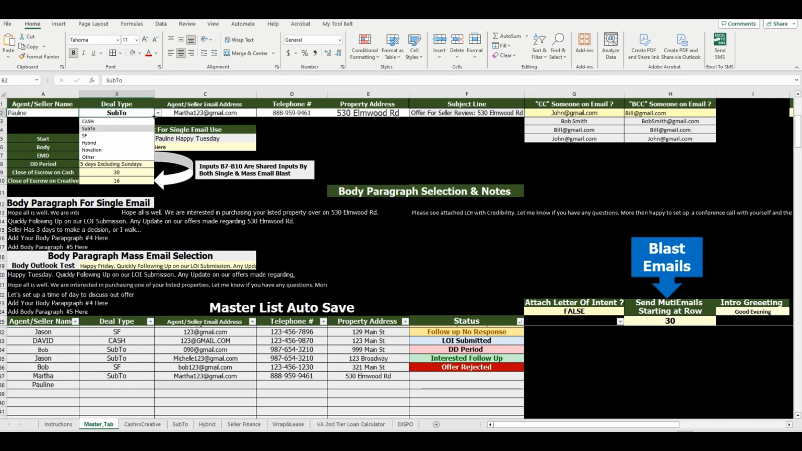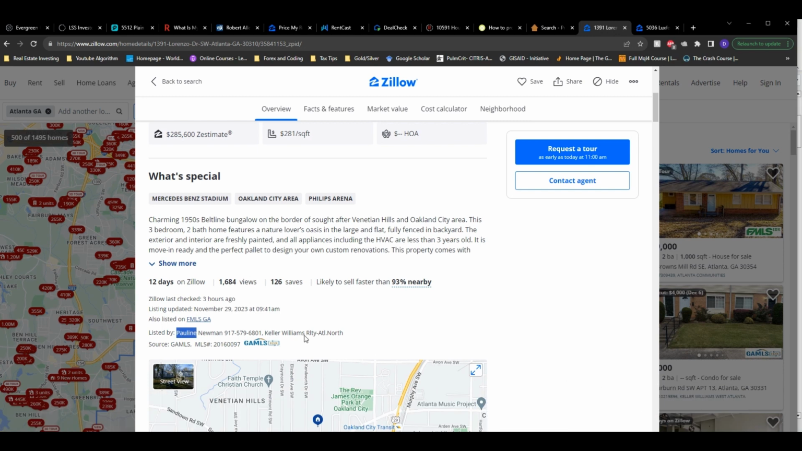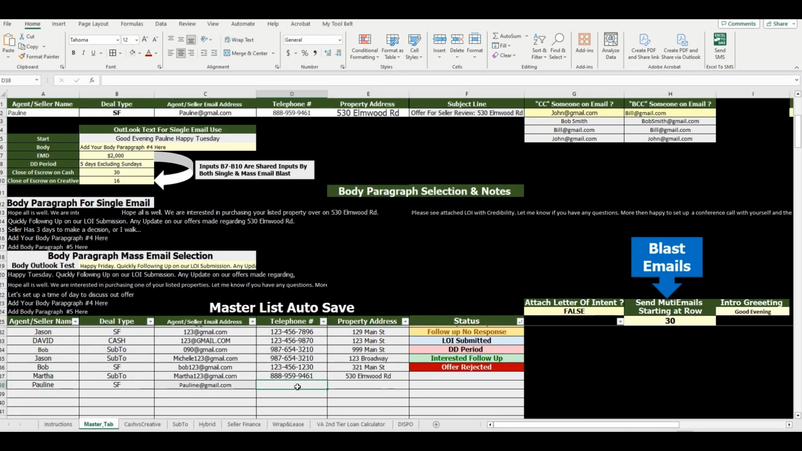This is going to be a seller finance deal. Let's say that it's going to be Pauline at gmail.com. Let's pull her email and her phone number. Her email address you can find through Google, or through simply texting or contacting the brokerage. In our scenario, we're not going to waste our time trying to find her email.